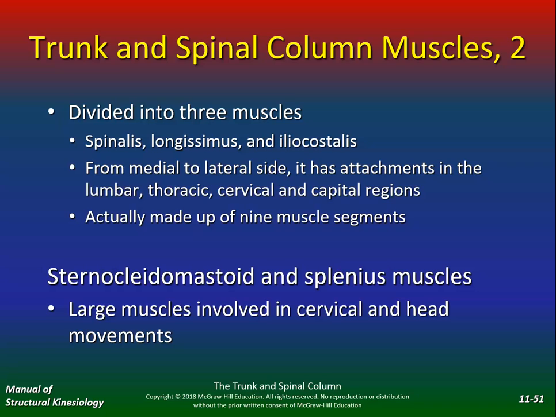All right. So, trunk and spinal column muscles, they're divided into three muscles: spinalis, longissimus, and iliocostalis. The way that I like to remember it is I love sushi. That's from medial to lateral, right? Has attachments in the lumbar, thoracic, cervical, and capital regions, actually made up of 9 muscle segments. So again, medial to lateral or lateral to medial, I love sushi: iliocostalis, longissimus, spinalis.